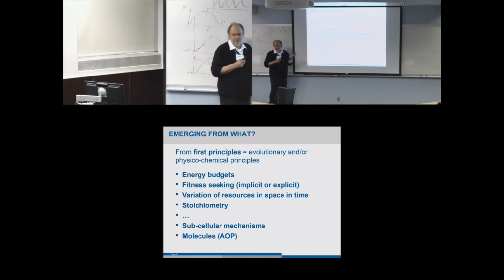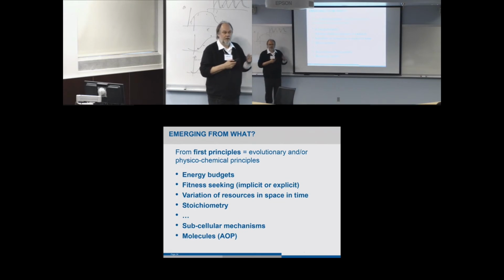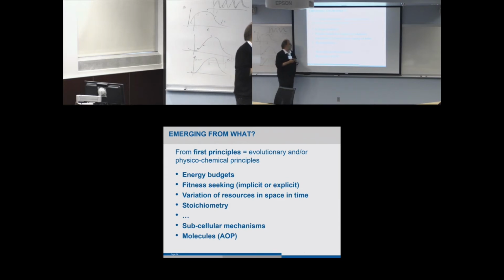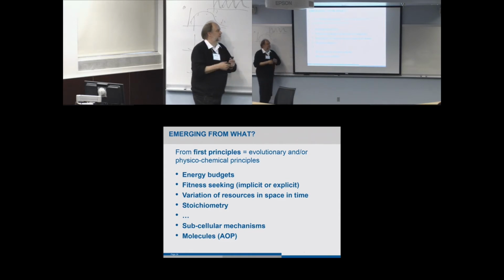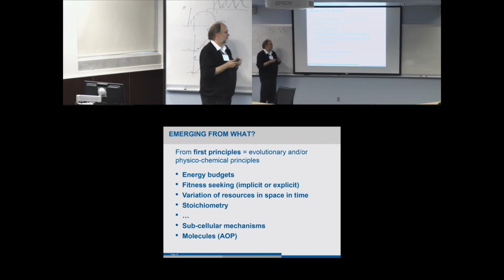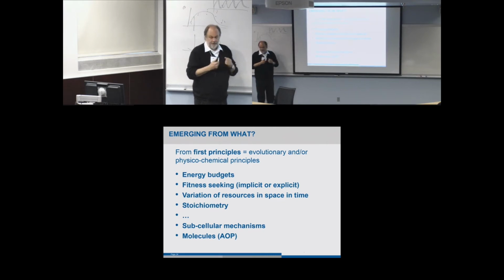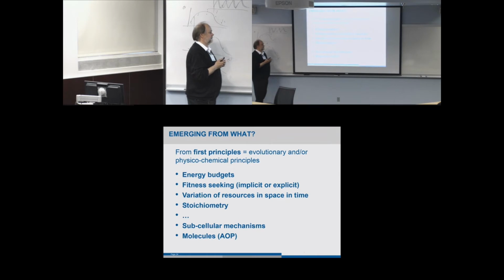Fitness seeking is an important principle. You can model it explicitly. The Trout model of Steve Railsback is modeling fitness seeking explicitly, but you can also assume that a certain behavior is improving fitness, so implicit fitness seeking. Then, of course, population dynamics is driven by variation of resources, all kinds of resources in space and time. For aquatic organisms, sometimes stoichiometry has proven to be a very important first principle.